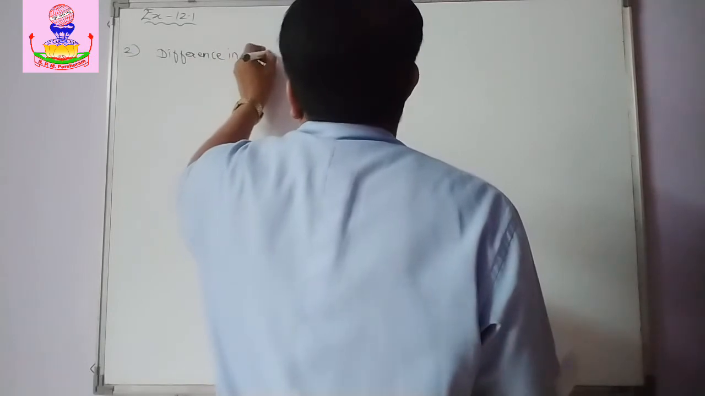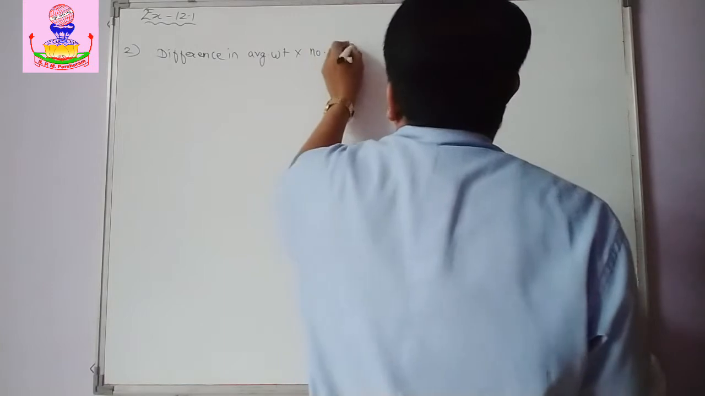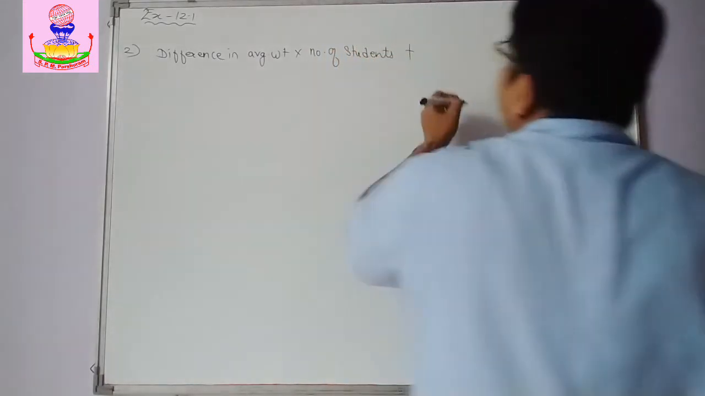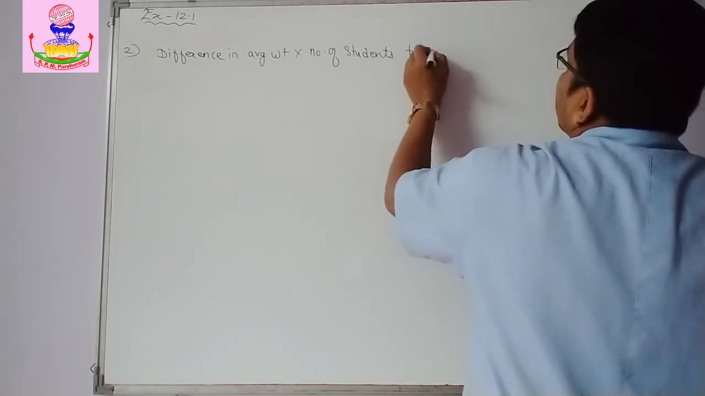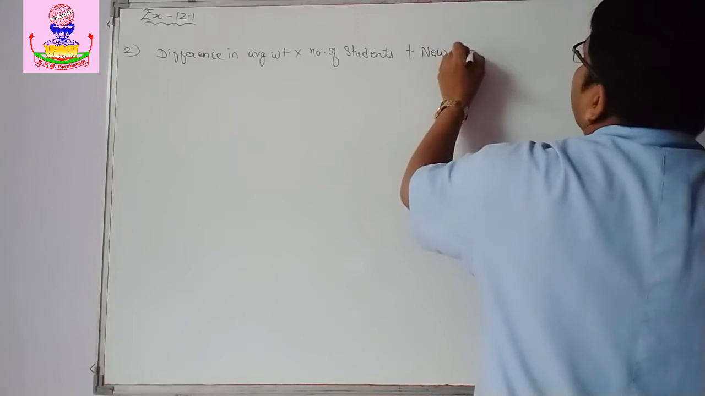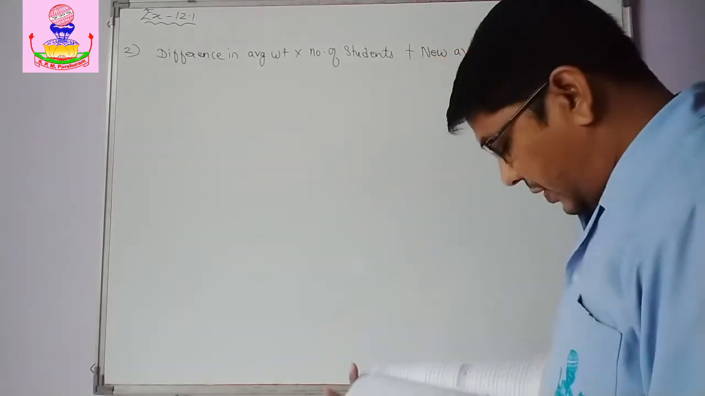Difference in average weight multiplied by number of students and add the new average weight. Add new average weight to it. Okay. Now difference in average weight.